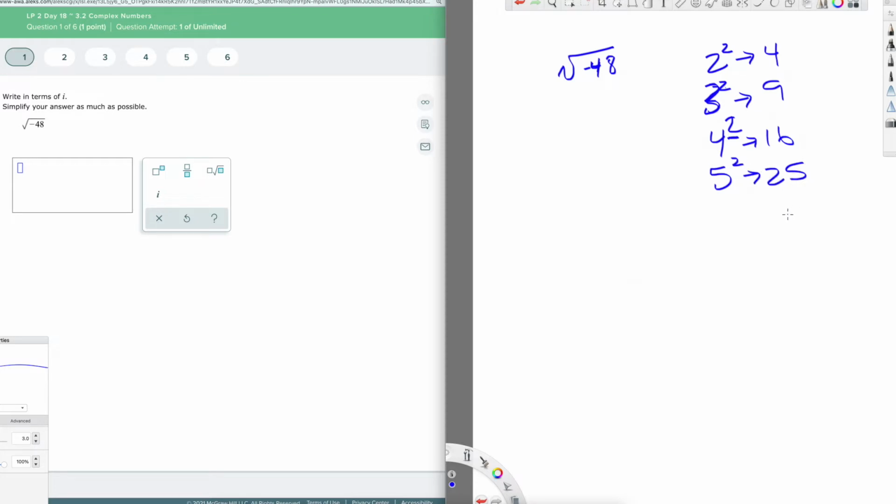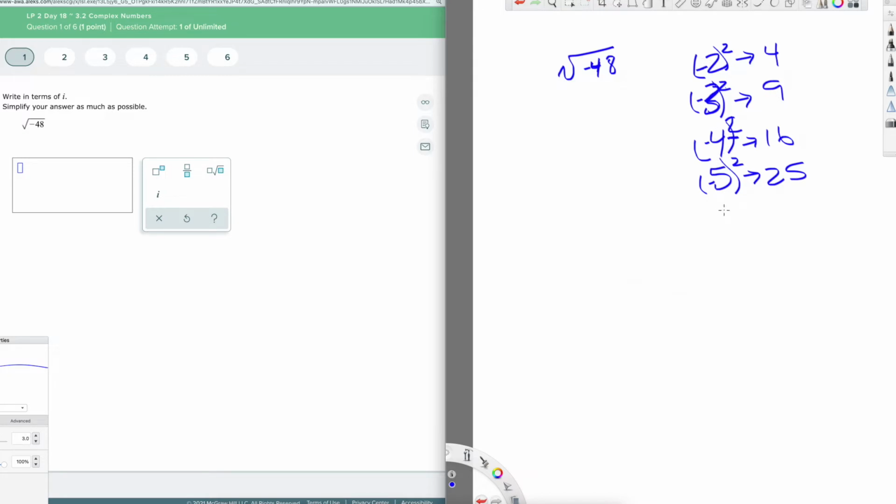Well, what if I did negatives? What if I had a negative here, like this? Does that change the answer at all? It doesn't, because negative 2 times negative 2 still gives me positive 4. Two negatives make a positive. Negative 3 times negative 3 still gives me positive 9. So whether they're positive or negative, it doesn't change the answer.